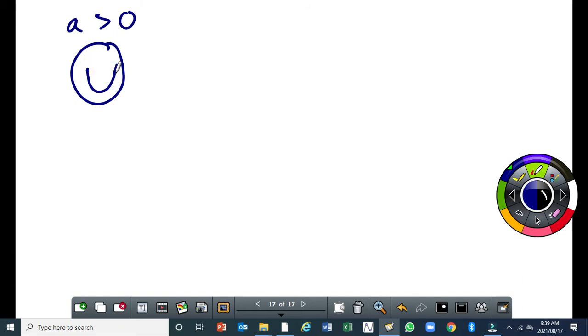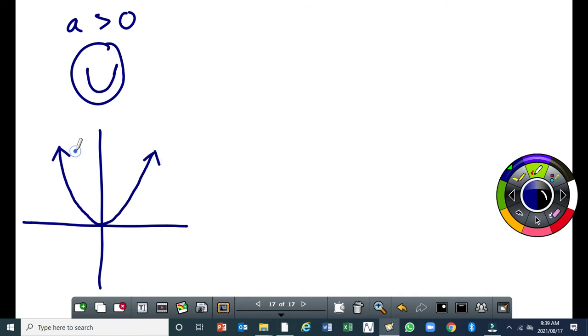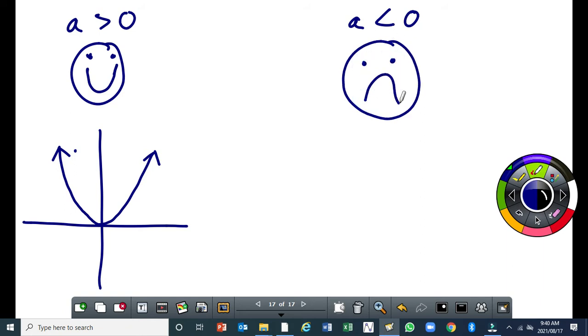So if a is positive, the graph is going to have what's called a smiley face. It's going to look like that. All right? The quadratic function, or if I draw it under that, it will look like this. Let me just draw a basic one. Something like that. Right? It's going to have a smiley face. The graph will be happy. Okay? And then if a is negative, the graph will be sad. You're going to have a sad face.